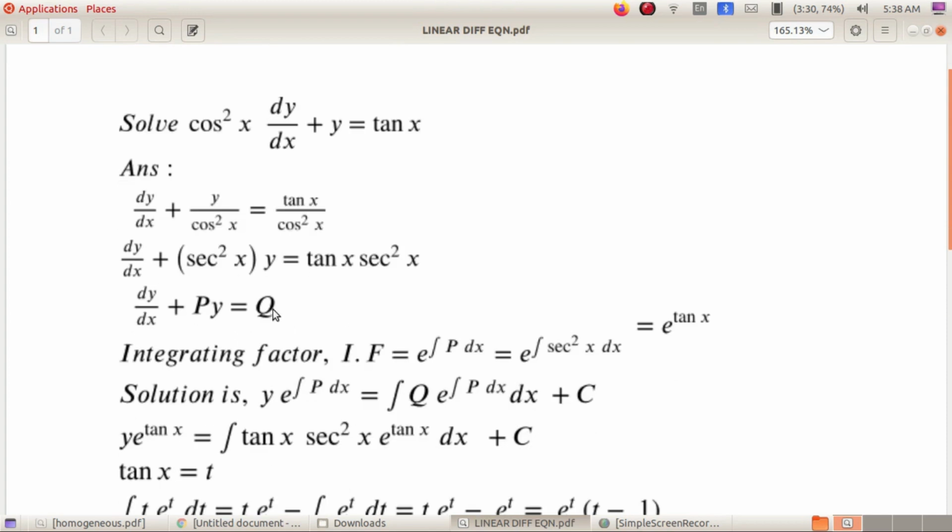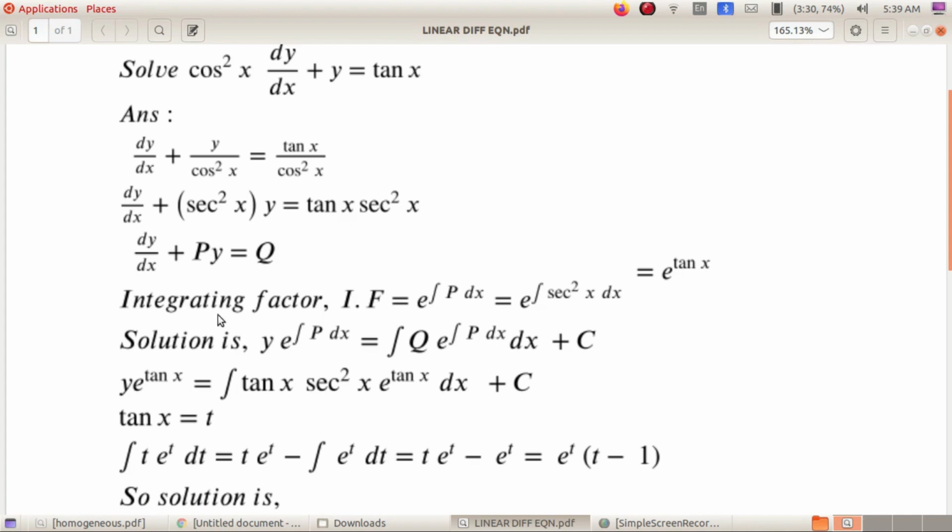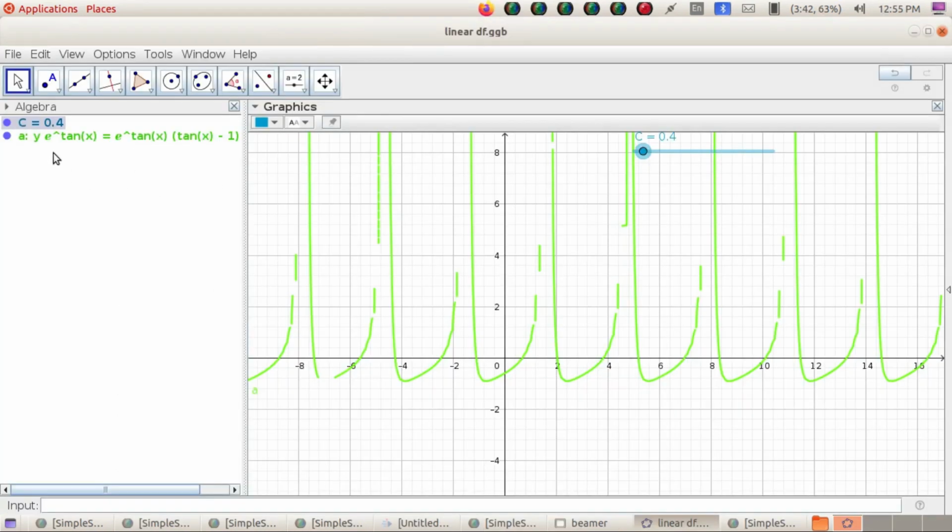A linear differential equation is of the form dy by dx plus py equal to q. First find the integrating factor IF. IF is e raised to integral p dx. Then the solution of this type of equation is given by y into e raised to integral p dx equal to integral of q e raised to integral p dx plus c. Now this is the solution of the linear differential equation: y e raised to tan x equal to e raised to tan x into tan x minus 1.